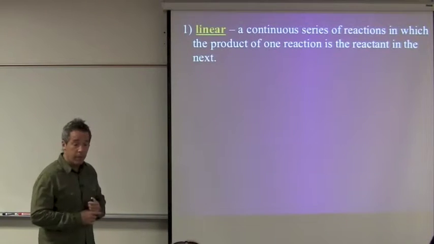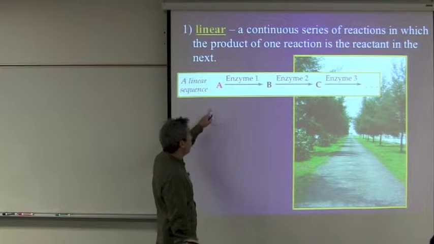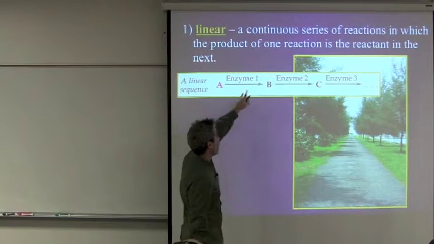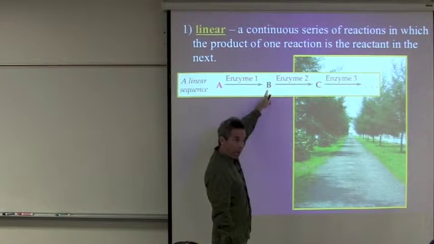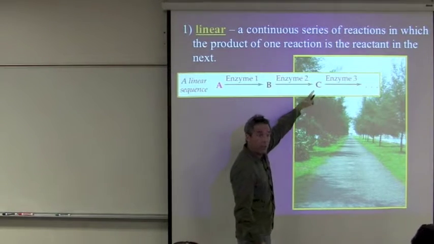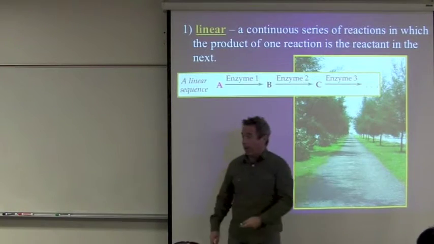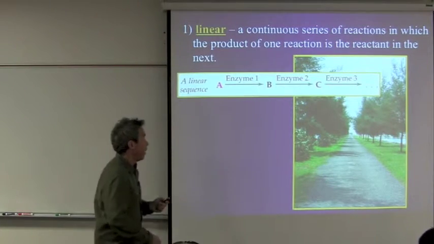There are 3 types. Linear. In a linear metabolic pathway, you have a series of reactions where the product of one reaction is the reactant for the next reaction, and so on. A gets converted to B, gets converted to C. Finally, you have the end product. Glycolysis was an example of that.